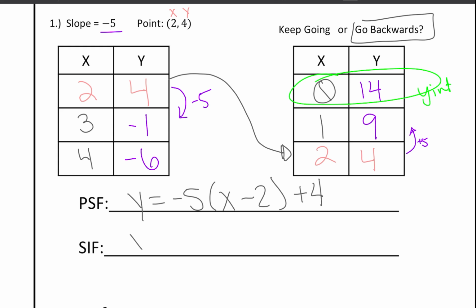So now we can write slope-intercept form, which is y is equal to -5x plus 14. Okay, the slopes stay the same. It's just an x and then plus 14.